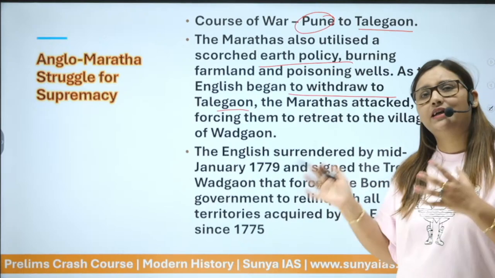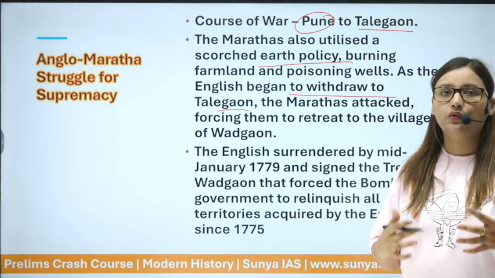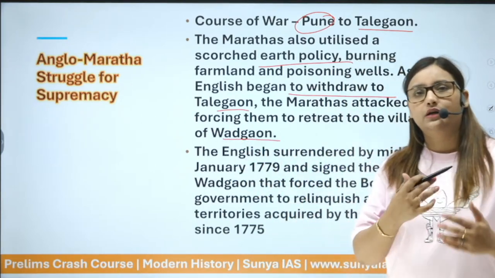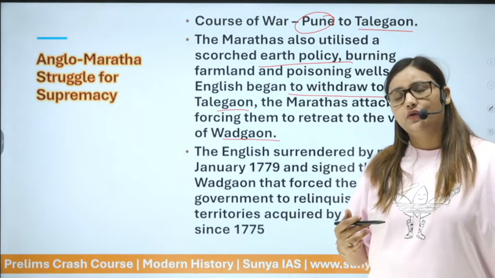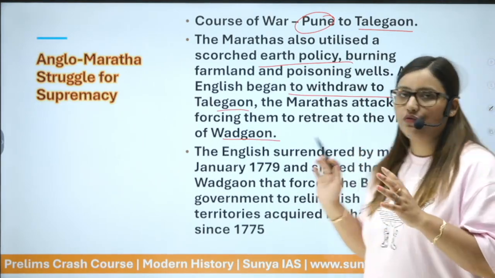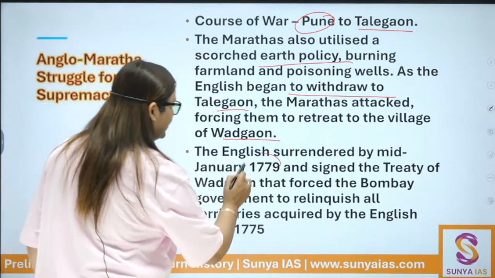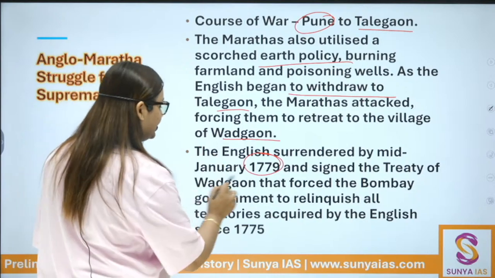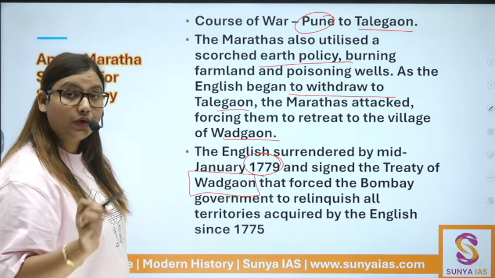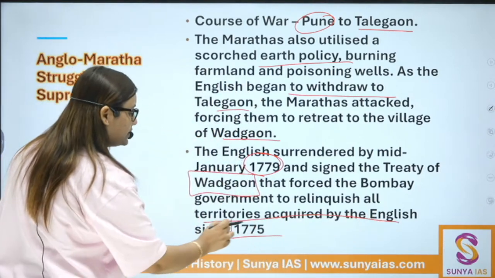Then the Marathas attacked them again, and they had to retreat to the village of Wadgaon. Again, the war continued. The English ultimately surrendered, saying, okay, fine, we can't fight with you like this. Then in mid-January 1779, the EIC signed the Treaty of Wadgaon that forced the Bombay government to relinquish all the territories acquired by the English since 1775.